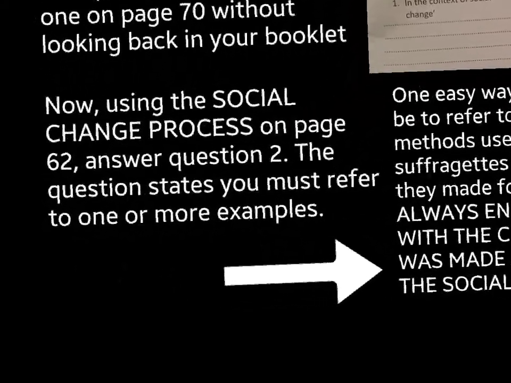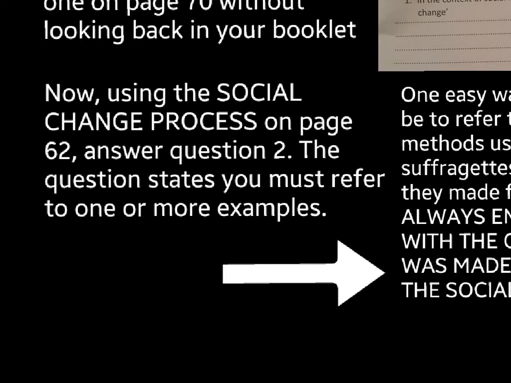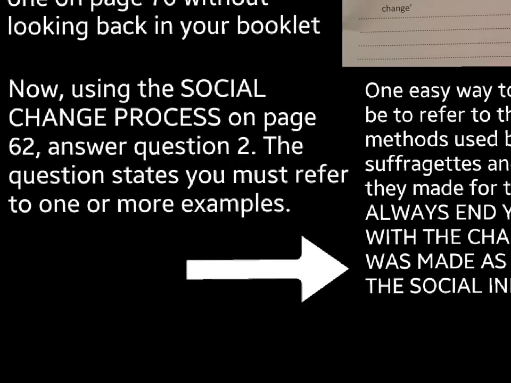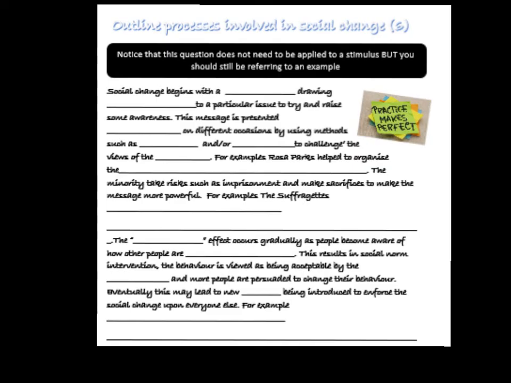So using the social change process on page 62, answer question 2. The question states that you must refer to one or more examples. The examples that we have given you are the civil rights movement, in particular Rosa Parks, and also the suffragettes. Your teacher has provided you with an example answer: outline processes involved in social change. I'm apologising in advance that this is a little bit blurry, but you should have already printed off this example.